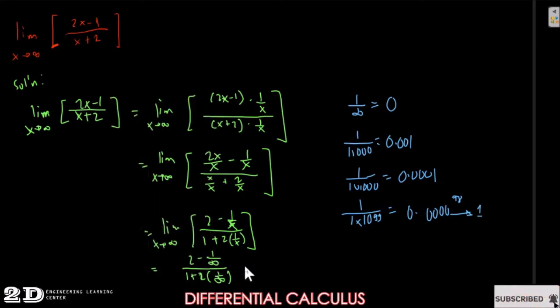So here, we could say that the limit is (2 minus 1 over infinity) over (1 plus 2 times 0), which is (2 minus 0) over 1, and our answer now is equal to 2. Okay, so that is the algebraic way of solving this problem. Now we will try to solve this using L'Hospital's rule.